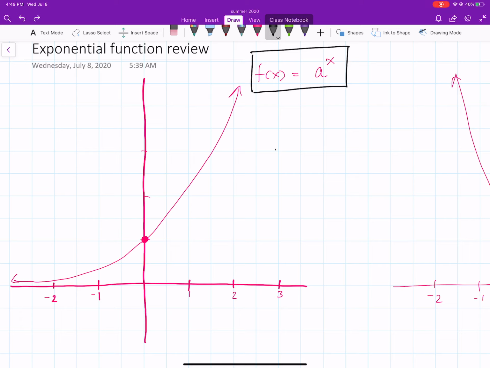Hello class. So this short video is gonna replace what we should have done today in class. Let's talk about exponential function and look at its graphical representation and how do we find an exponential function if you're given the graph. All right.